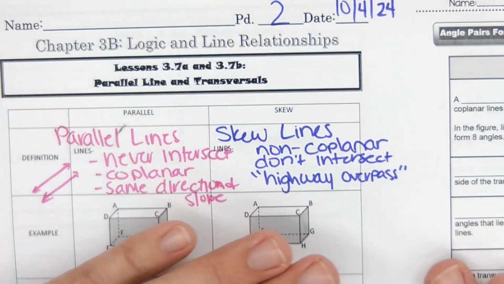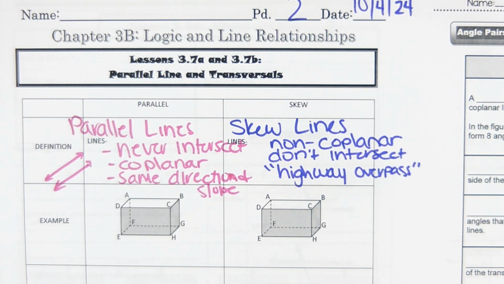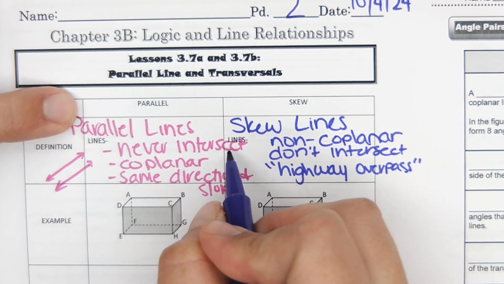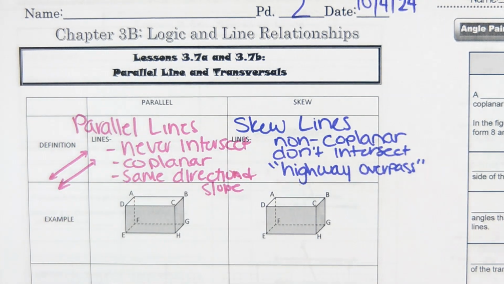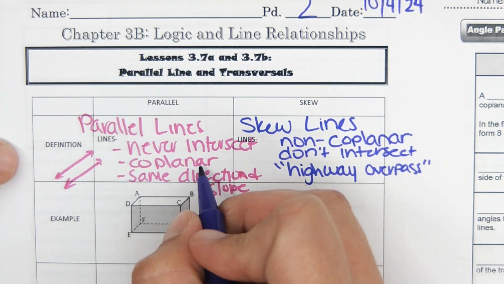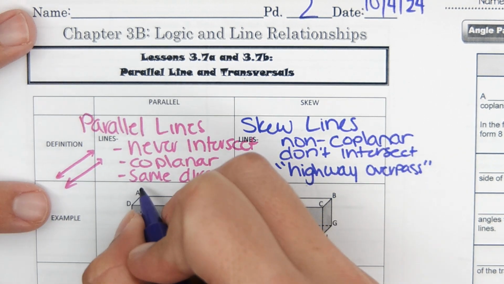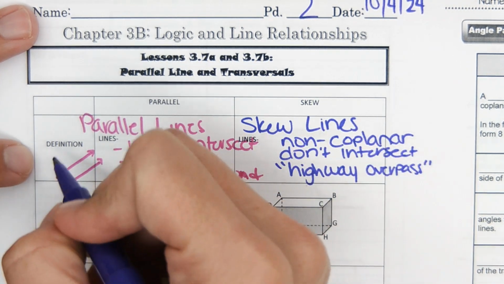Parallel lines, of course you've seen parallel lines before, you're pretty familiar with them. Parallel lines, by definition, never intersect because they're going in the same direction forever and ever. They're coplanar, meaning they are on the same plane. They go in the same direction and have the same slope.